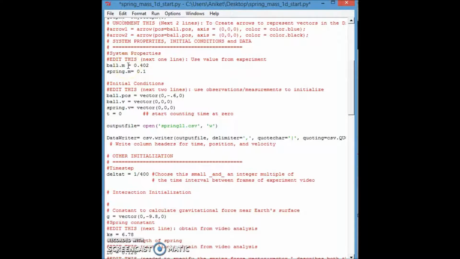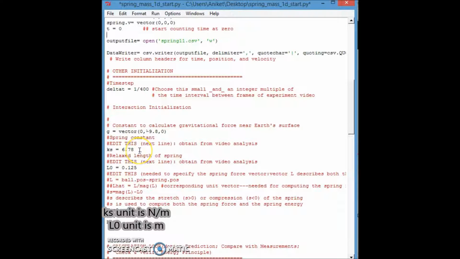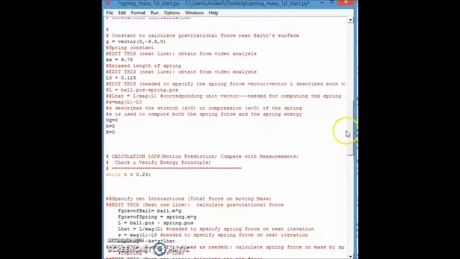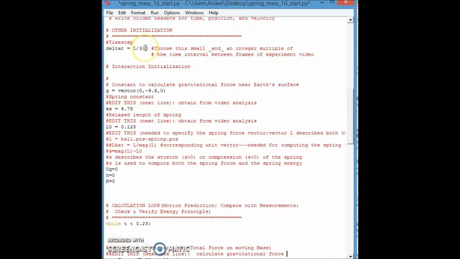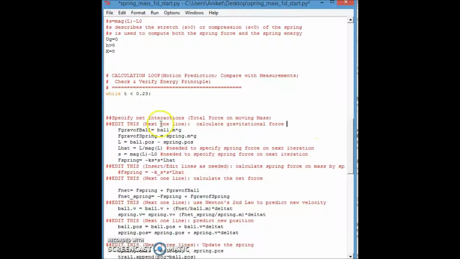The ball's mass was 0.402 kilograms. The spring's mass was 0.1 kilogram. The position of the ball at starting time was -0.6, while the velocity of the spring and the ball was at rest. Then I figured out the constant k, which is 6.78, and the relaxed length of the spring, which is 0.125. Also, I knew my time step had to be very small because it had to be an integer multiple of the time interval between the frames, and my gravity is working on both the ball and the spring, so here's the formula for those.